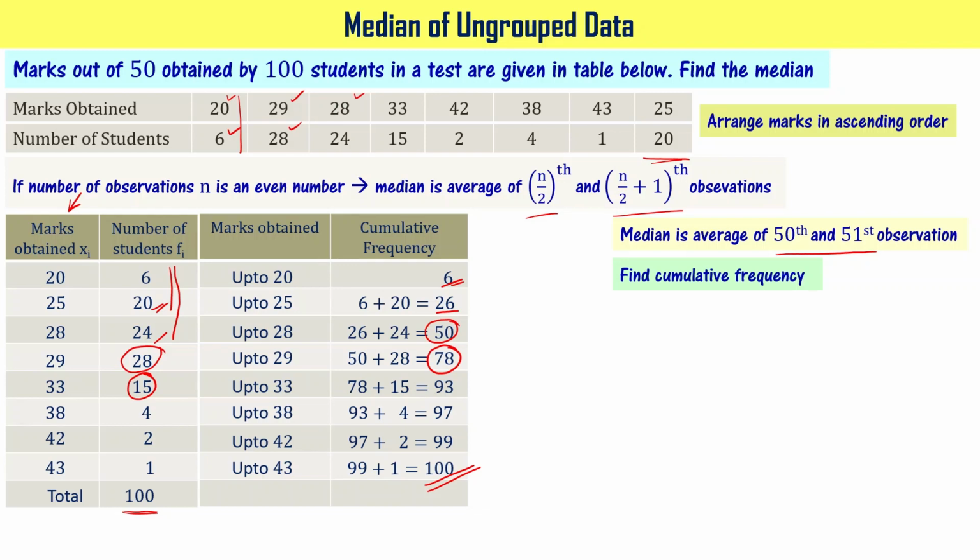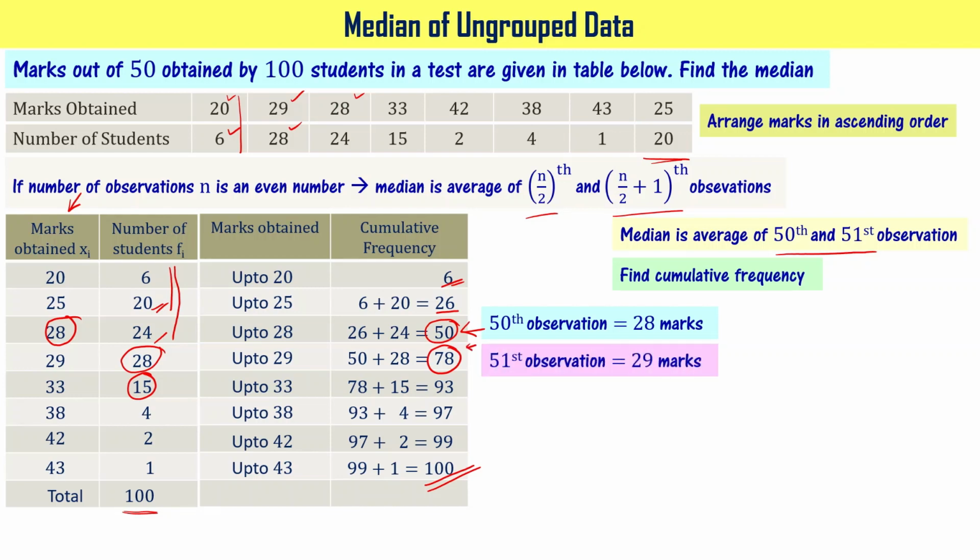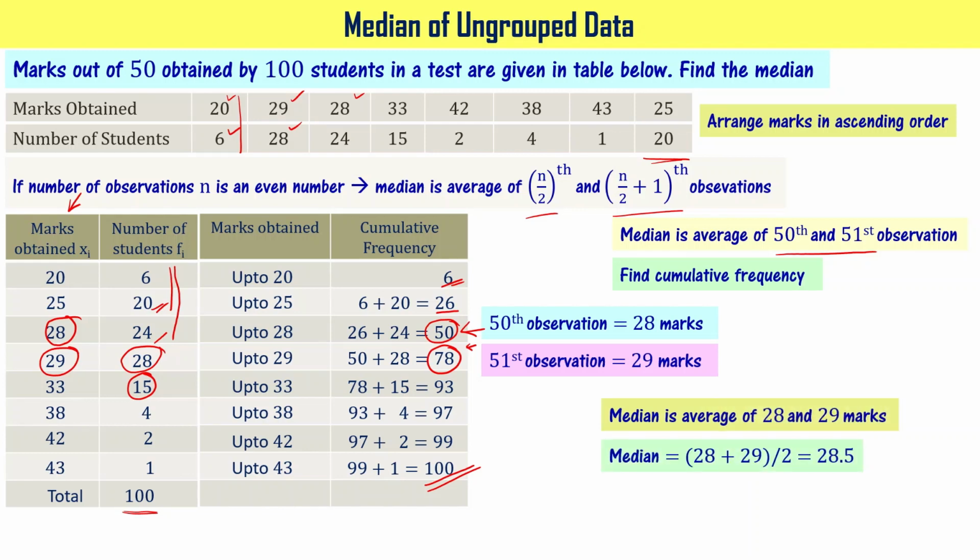Now, from this, what you can say is the 50th observation is here, right? That is corresponding to 28 marks. The 51st observation is immediately here, right? That corresponds to 29 marks. Now we have to take the average of these two numbers. Median is the average of 28 and 29 marks. That is 28.5. Right? I hope you got the concept.